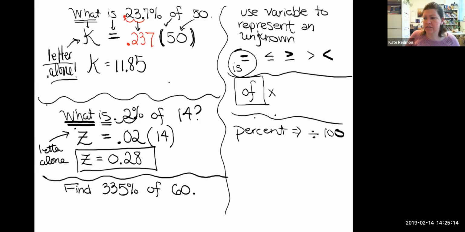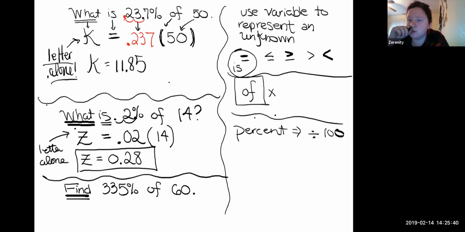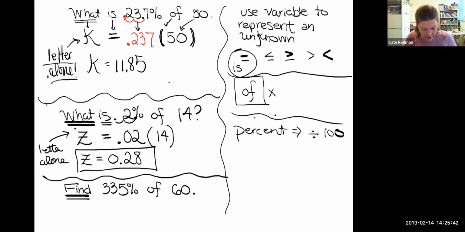Now, this one doesn't translate to an equation. This one's just an expression. That's okay. They want me to find. Find is just kind of a generic math word. I'm just going to skip right by it, but take a look what they asked me to find. 335%. Okay, well, let me directly translate the percent, which means, what does percent mean? Divided by 100. So I'm going to divide by 100. 1, 2. That's the same as 3.35.